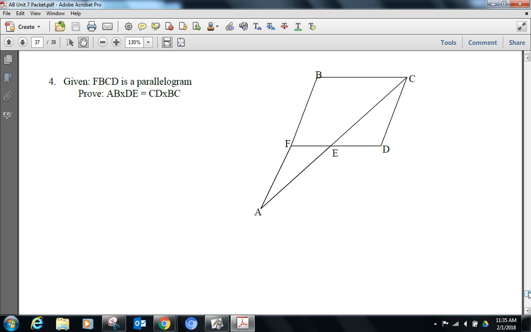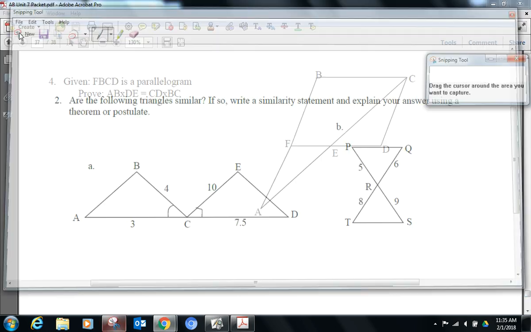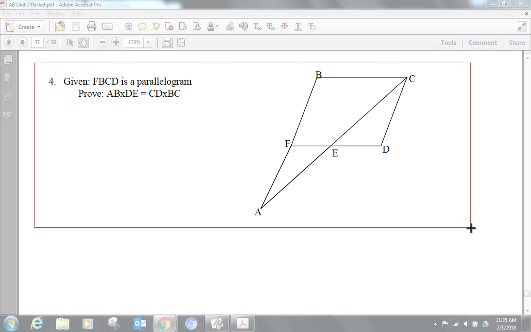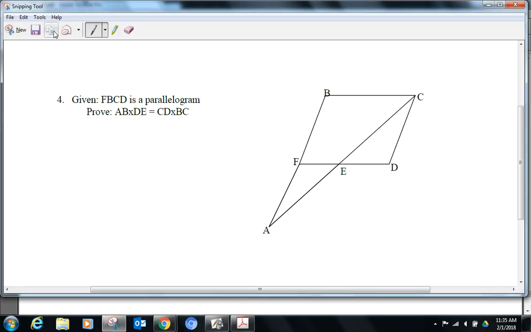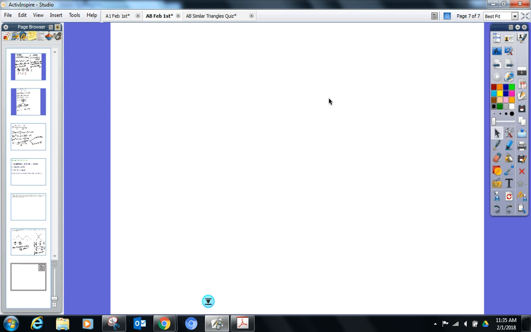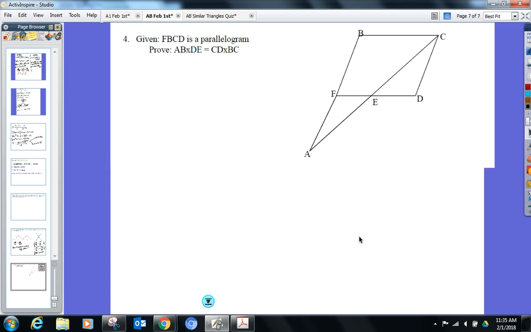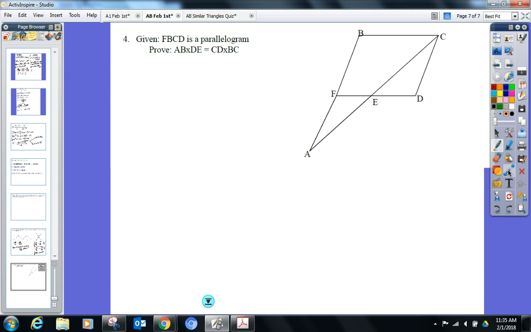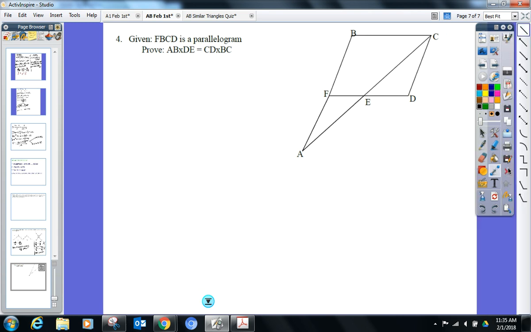Number 4. There's only one on there, but what did I say, a 10-pointer? All right. And this is a good one to review with you because this is about as far as these similarity proofs go.